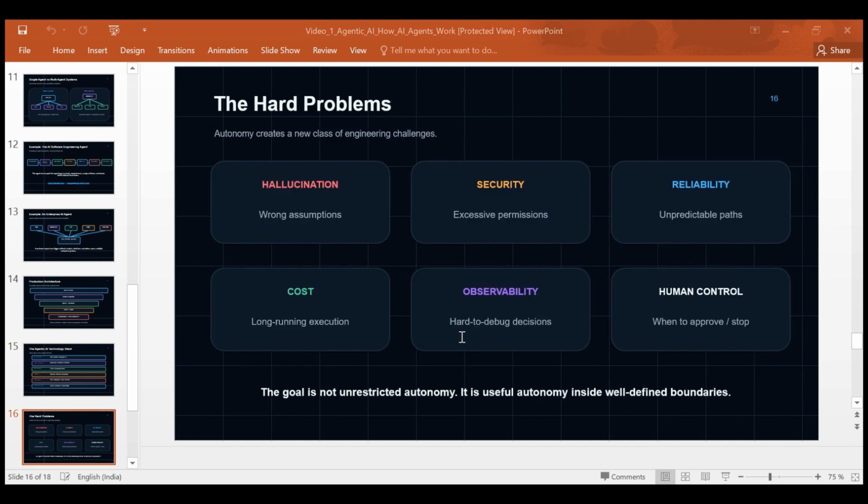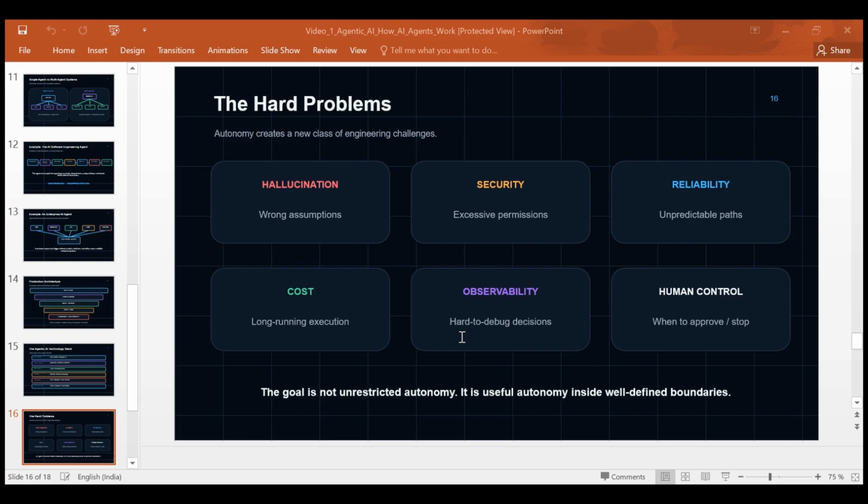So now, the hard problems. Agentic AI introduces a new class of engineering challenges. First, hallucination and incorrect assumptions. An agent can make a wrong decision and then execute that decision. Second, security. A system capable of taking action must have carefully controlled permissions. The third is reliability. Agentic workflows can follow different paths depending on context, making testing more complex. Fourth, cost. Long-running workflows can consume significant compute and tool resources.